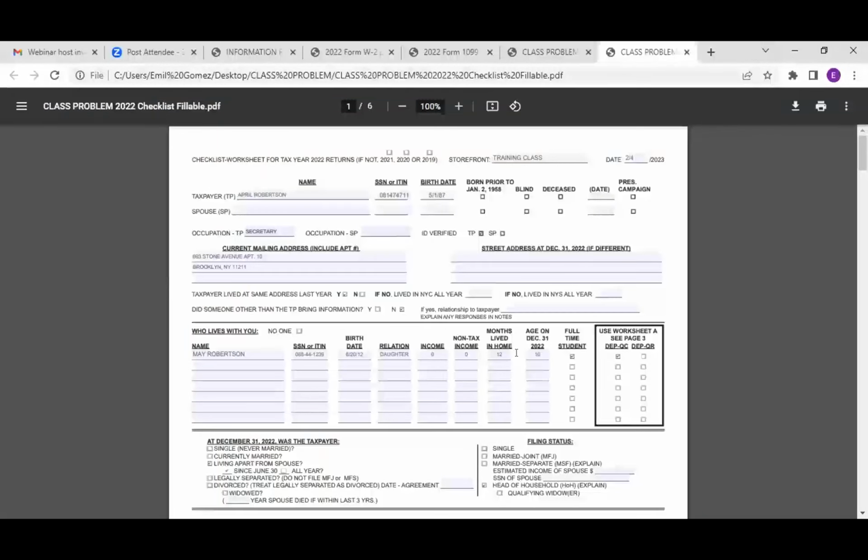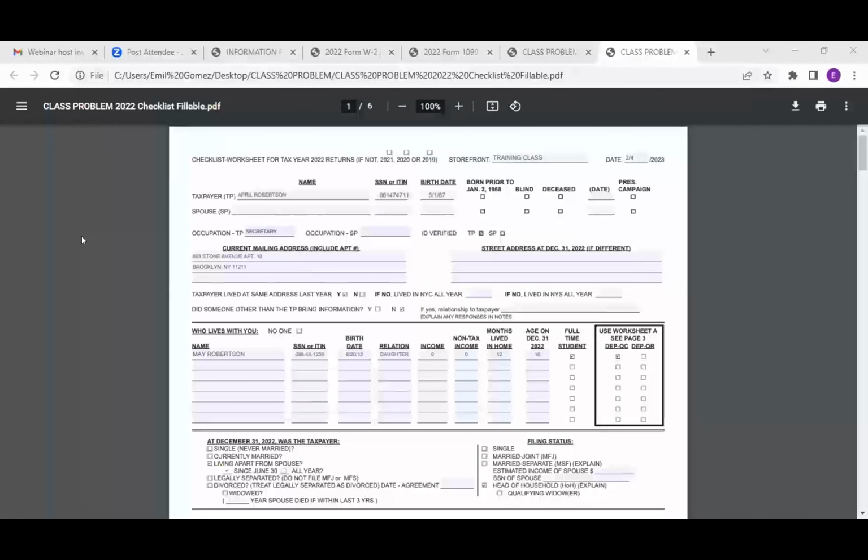Okay. I see. Hopefully you see the checklist. Can you tell me in the chat whether or not you see the checklist on the screen? The checklist filled out for April Robertson. Great. I'm learning, Tom. Thank you. All that hard work has paid off. Great. Thank you so much, guys. Good.